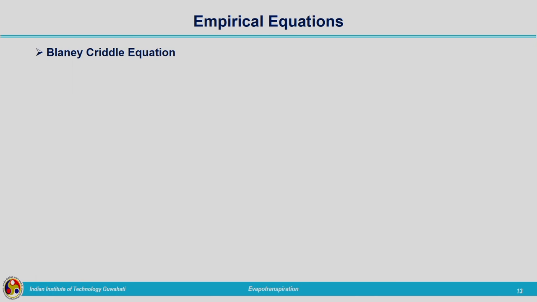Now, the second empirical equation which we are discussing is the Blaney-Criddle equation. The Blaney-Criddle equation gives us the reference evapotranspiration in millimeters. What is reference evapotranspiration? It is the reference crop evapotranspiration. We have seen a standardized vegetative surface; from that, how much evapotranspiration is coming? That is the reference evapotranspiration.